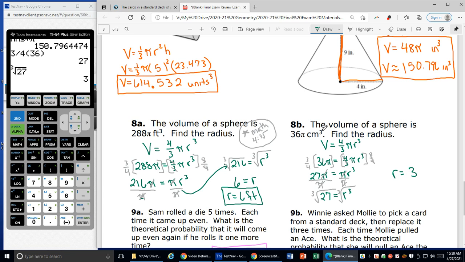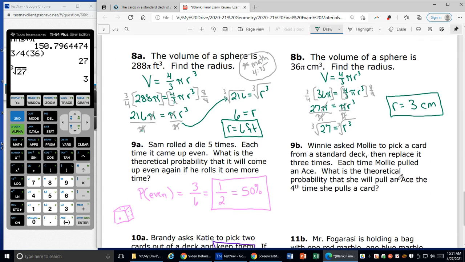My units here are centimeters cubed on the volume, so my radius is just plain centimeters because it's just a length across the sphere. Okay? All right, number 9b.